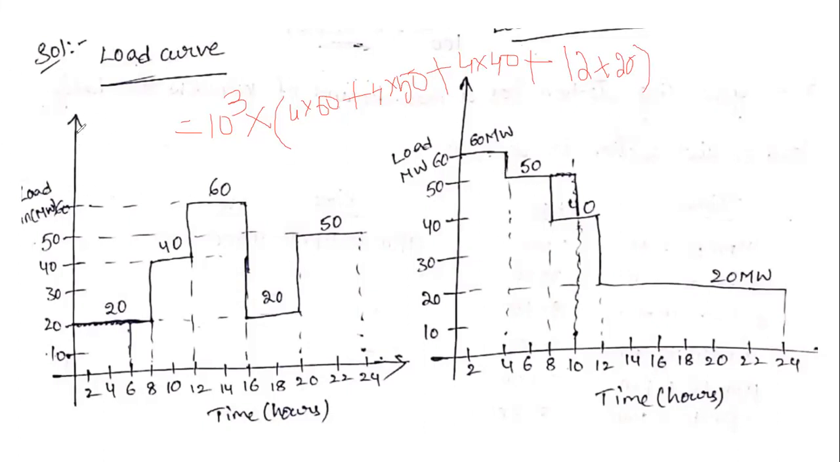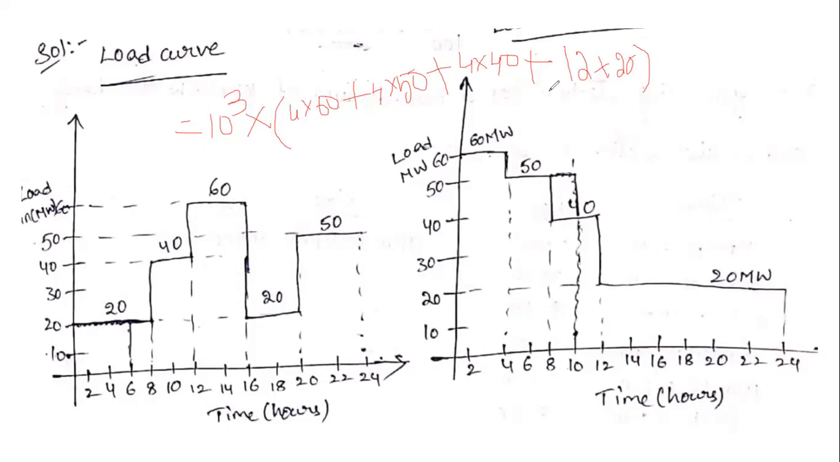Similarly, by using the load curve, we will find that area. That means first 20 megawatts will be uptime from 0 to 6. Therefore, 6 into 20 plus 40 into 4 plus 60 into 4 plus 20 into 4 plus 50 into 4. This is the procedure for finding the number of units generated by using the load curve or the load duration curve. Understand?